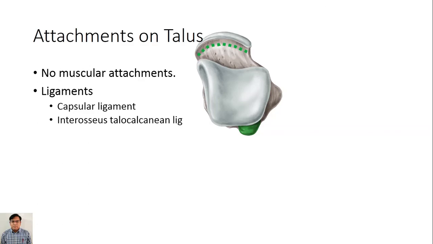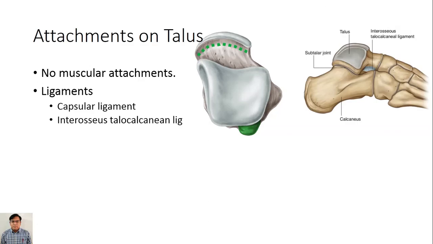Then interosseous talocalcanean ligament, which is present between talus and calcaneum. In this photograph, this white membranous structure, this is interosseous talocalcanean ligament.